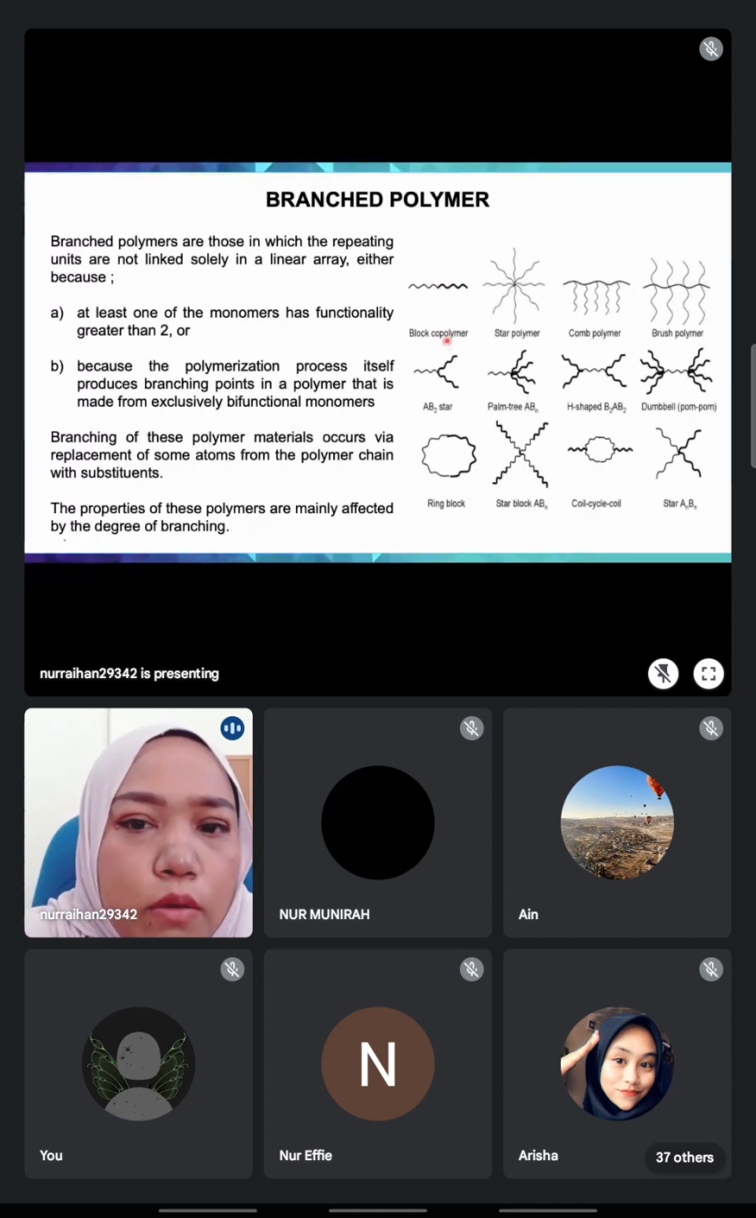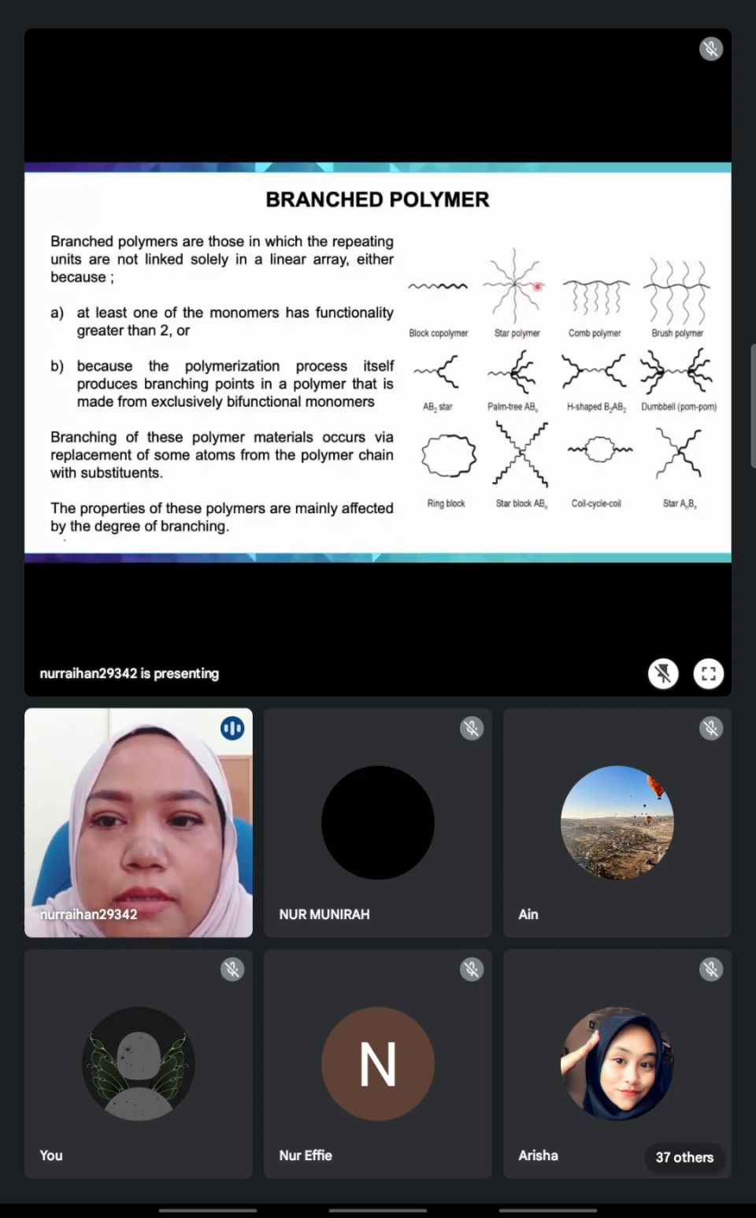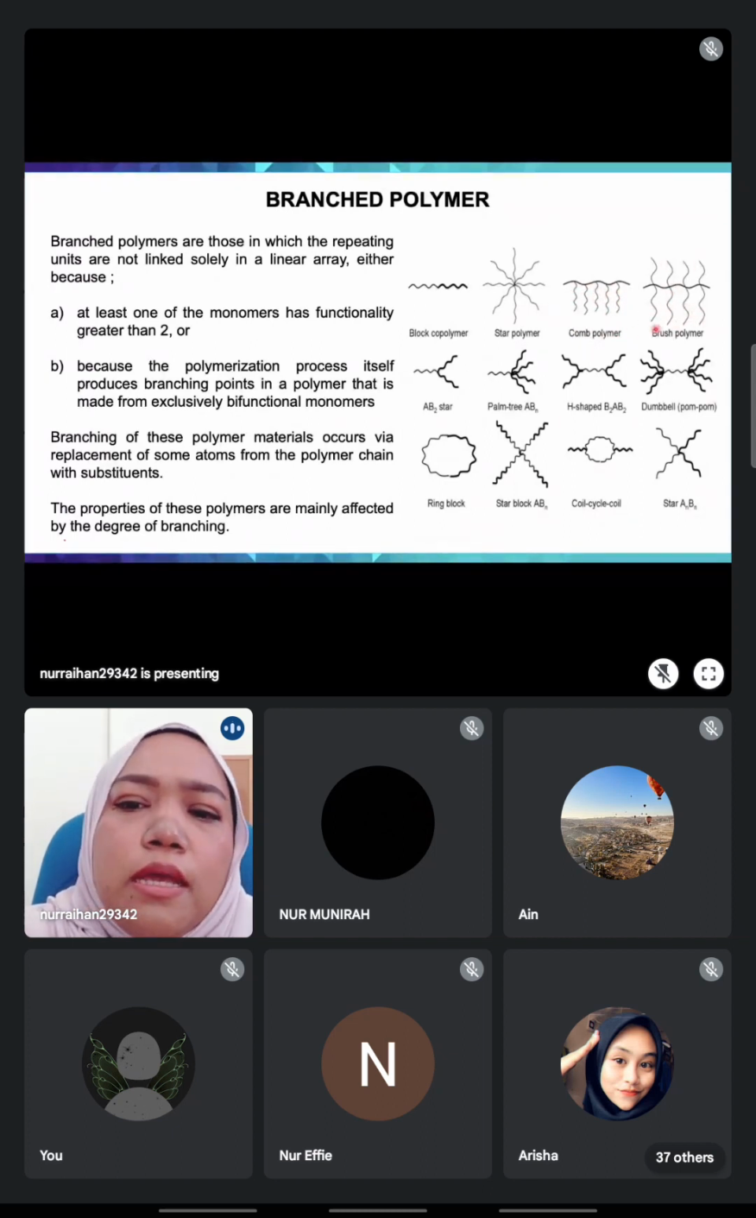Contohnya paling mudah kita ada block copolymers. But then kita ada star polymer, so they grow as a branching here. And then we have a comb polymer. This one is a branching. Branch polymer, this one is a branching. Dan kita ada macam-macam jenis lagi. Ini adalah contoh-contoh untuk branch polymer.